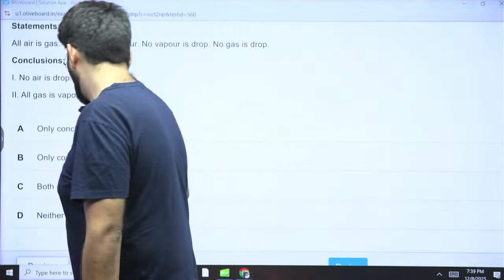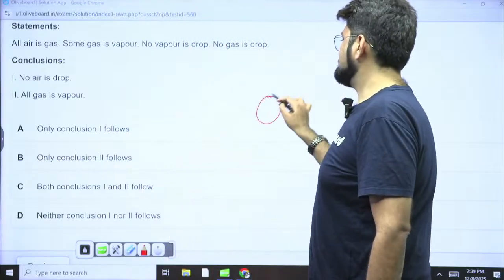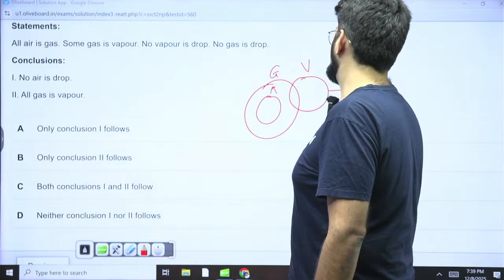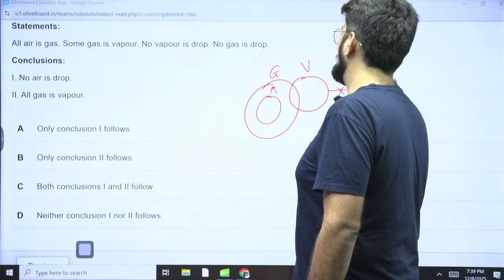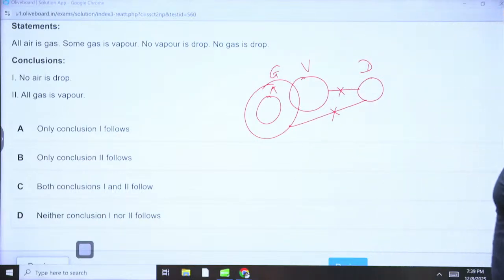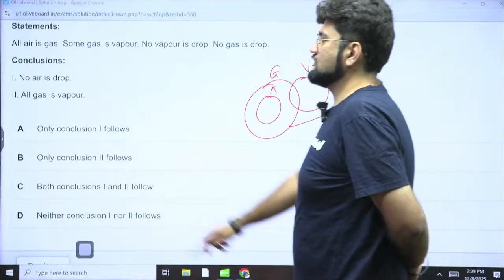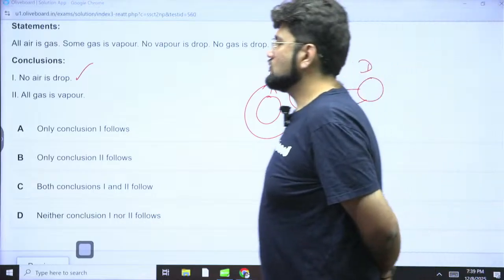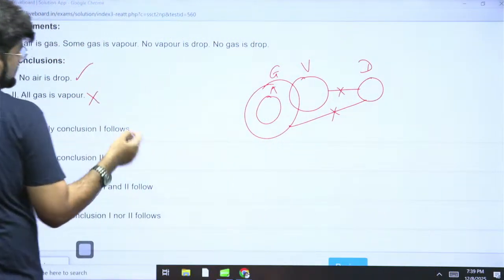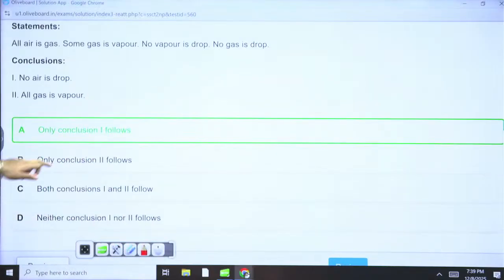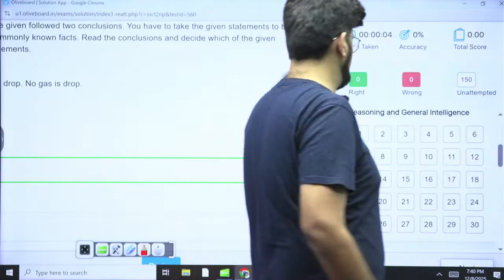Okay. Syllogism. All air is gas. Some gas is vapor. No vapor is a drop. So no gas is drop. Okay. Conclusions. No air is drop. Absolutely right. All air is gas and no gas is drop. So no air is drop is correct. All gas is vapor. No, I cannot say that. Gas and vapor are not connected to each other. So all gas is vapor is not true. All gas is vapor is a possibility, may be true. So only conclusion 1 follows. Option A is the right answer. Cool. 32 seconds. Great. Next.